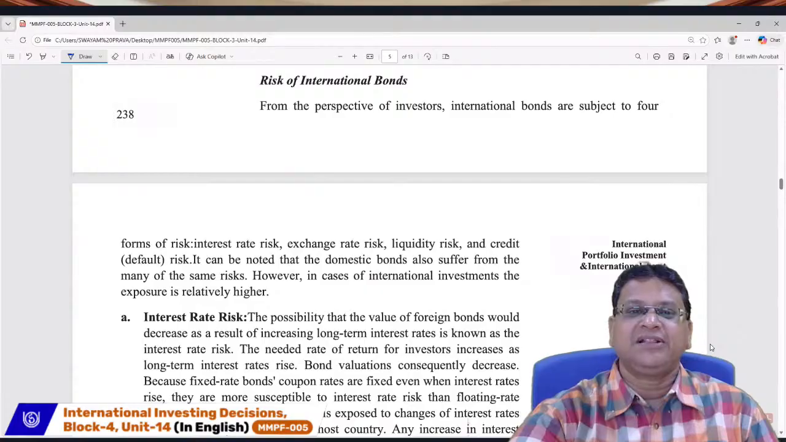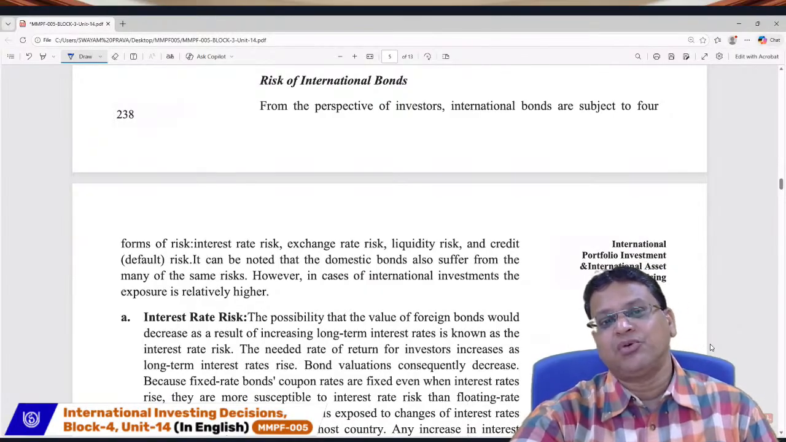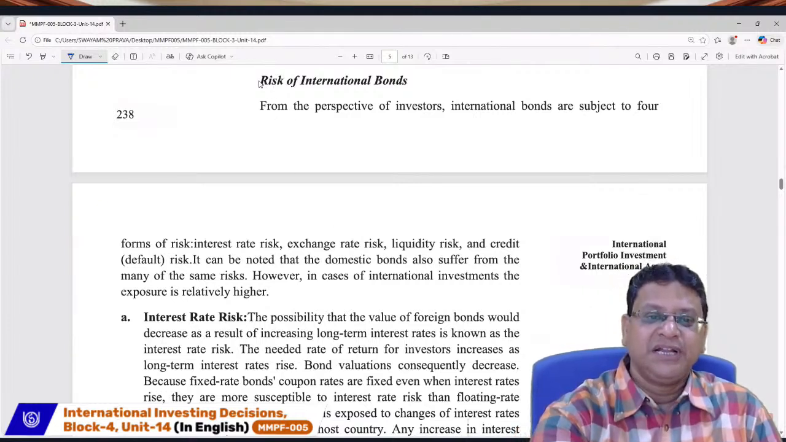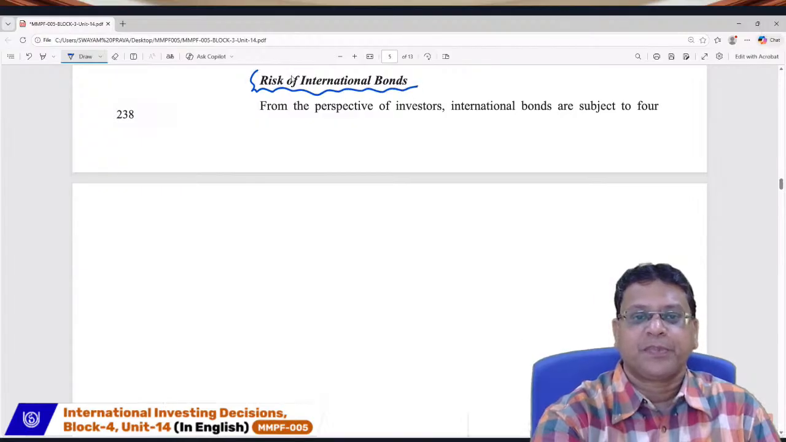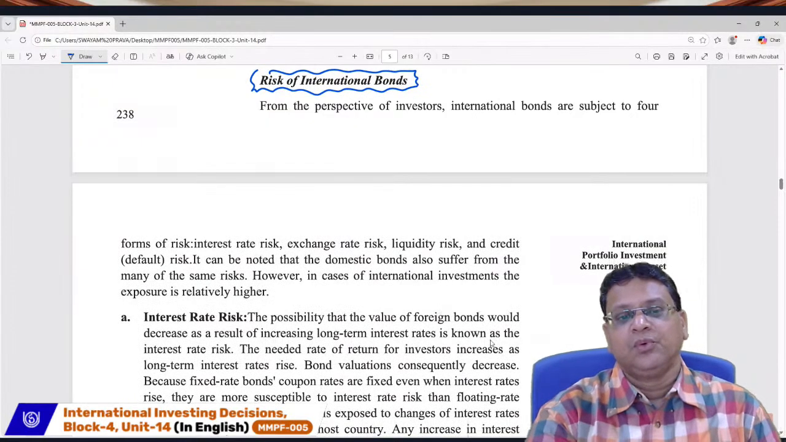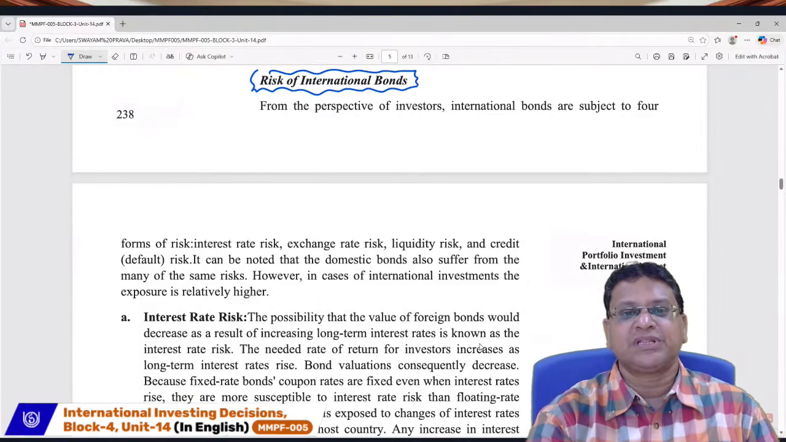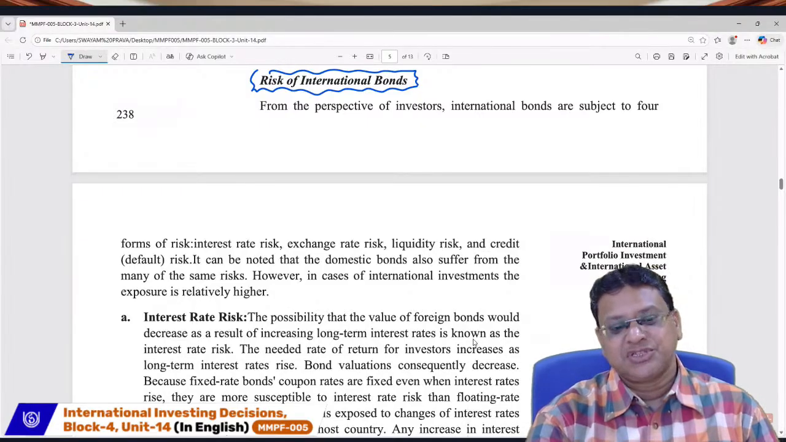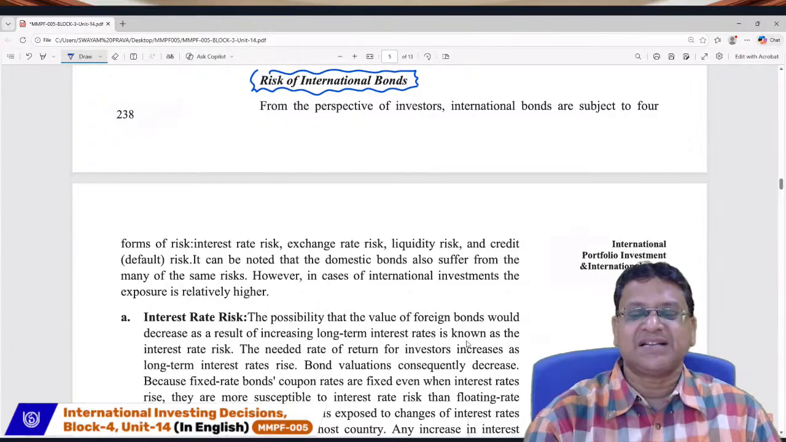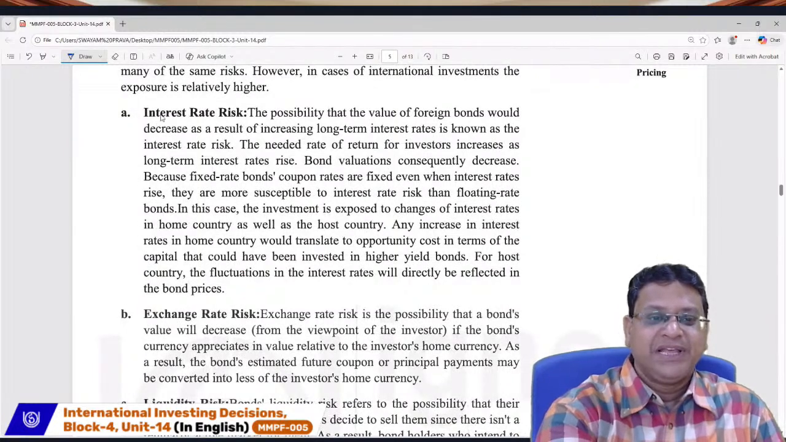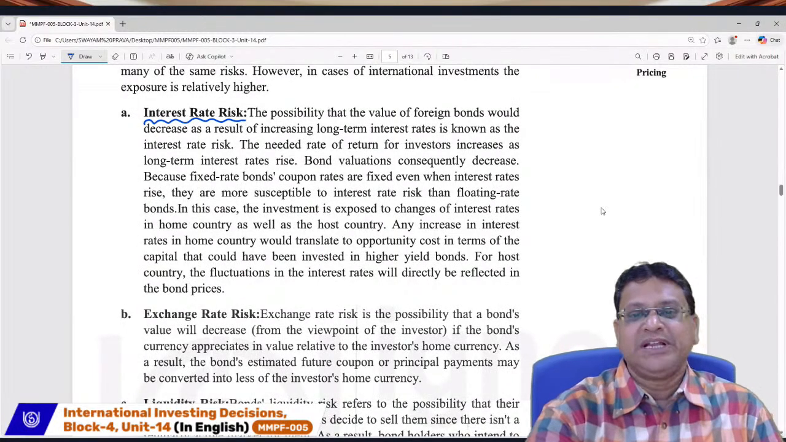Next we will discuss what are the risks in case of international bonds. What are the risks of international bond investment? We know that there are many types of risks associated with international bond investment. The first important risk which international bond investment suffers from is known as interest rate risk. What is interest rate risk? We know that the value of the bond is inversely related to interest rate.